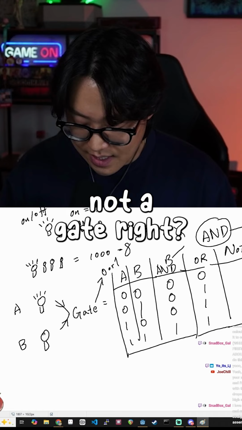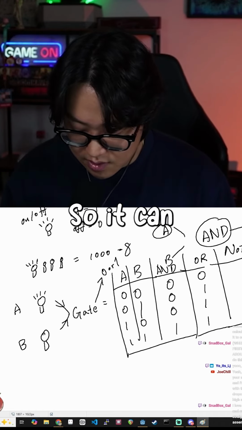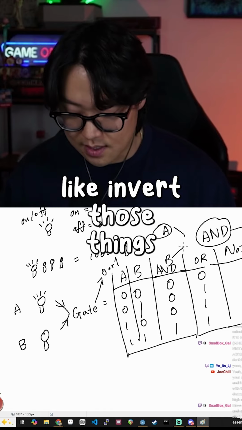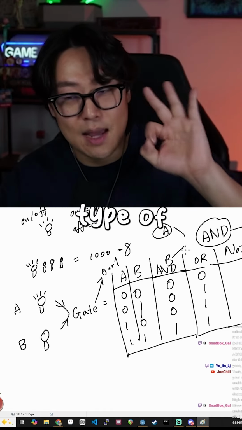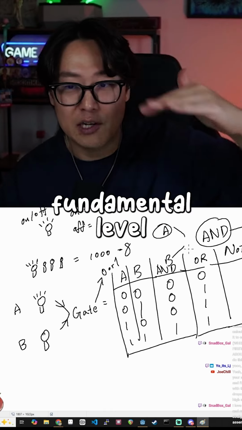And then there's a NOT, right? NOT is not really a gate. NOT is an operator on a single input. You can just invert those things. So those are the three types of gate transistors that you have at the fundamental level.